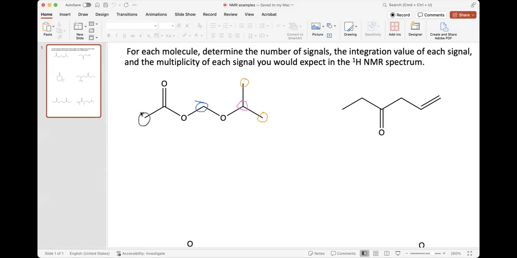Okay, so let's focus on the one that I've circled here with the black ink. So what would be the integration value for that signal?